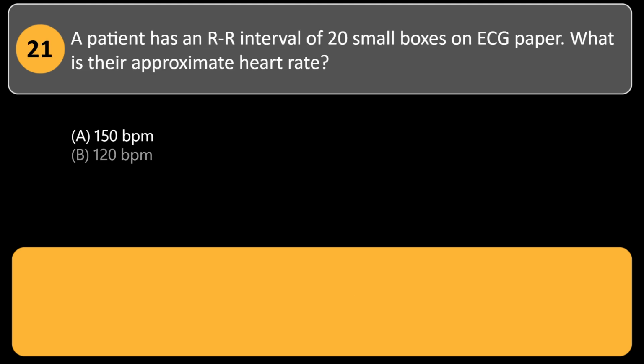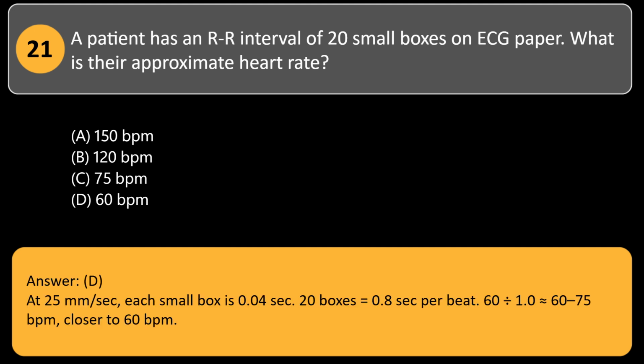A patient has an RR interval of 20 small boxes on ECG paper. What is their approximate heart rate? A. 150 bpm. B. 120 bpm. C. 75 bpm. D. 60 bpm. Answer, D. At 25 mm per second, each small box is 0.04 seconds. 20 boxes equals 0.8 seconds per beat. 60 divided by 0.8 is 75, so the closest answer is about 60 bpm.